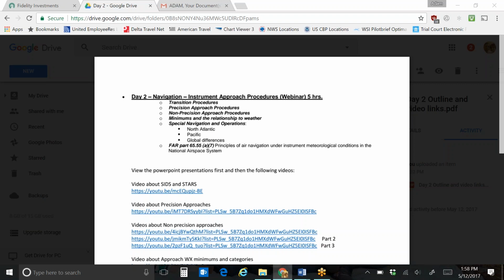This little part about special navigation and operations, we're actually going to go over that later in a different section once we get into the operations specifications and things. So don't worry about the special navigation and operations part.